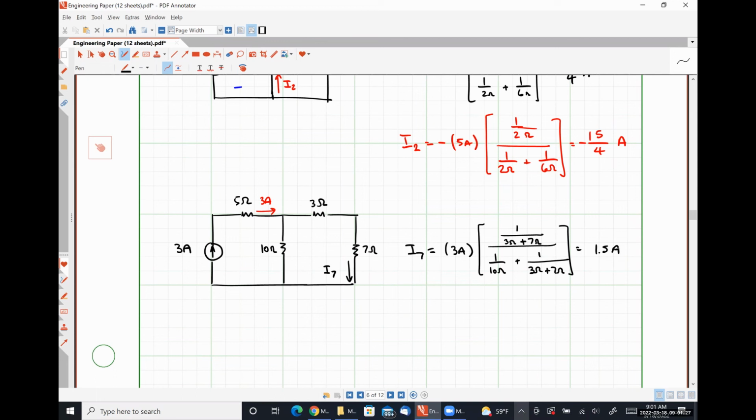So whenever we are trying to apply current division and we see resistors connected in series, effectively, we just need to lump them all together into a single resistance that's in parallel with our fixed amount of current.